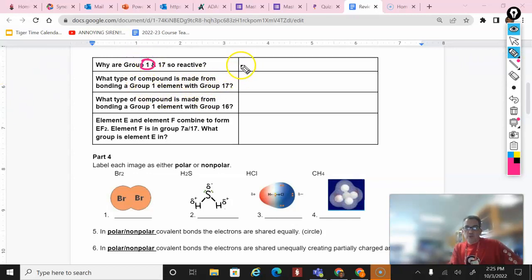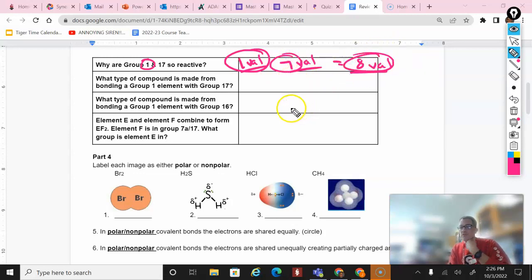Group 1 only has 1 valence electron, so they want to lose it. Group 17 has 7 valence electrons, so close to 8. So again, both of these want to have 8 valence electrons in their outside shell. The elements in group 1 will lose that 1 electron, which means that their next shell, inner shell, is full already. And then group 17 does the opposite, they just need to add 1 electron to their outside shell to make sure that it's full. So they don't need a whole lot of energy to be able to do that.